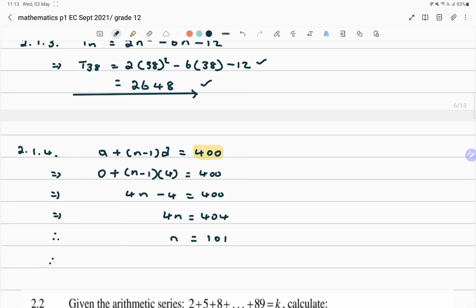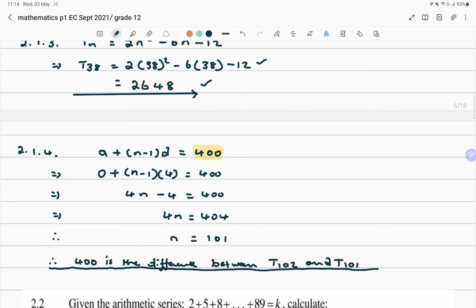Okay, so we can say therefore 400 is the difference between T, I always choose the one ahead, 102, it's always going to be just one digit ahead, and T101. So this is how easy you can answer this question. And then of course there's plenty of other ways you can look at it, but at times you just want the simplest route, because others, they are nice, they're a bit concise, but they will hurt you a little bit.